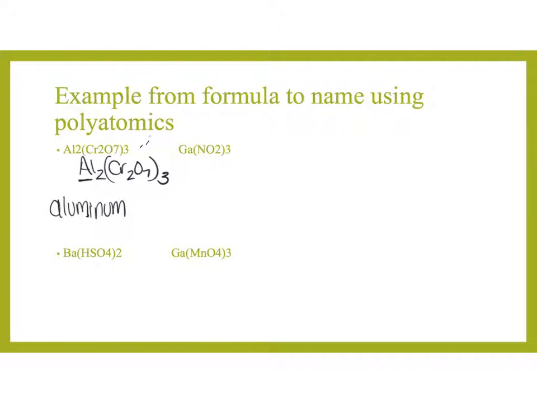Now this I don't recognize, right? So this I'm going to go and look for in the polyatomic chart. So when I look for this on the polyatomic chart, I see that this is called dichromate. So it's aluminum dichromate is what this is called.